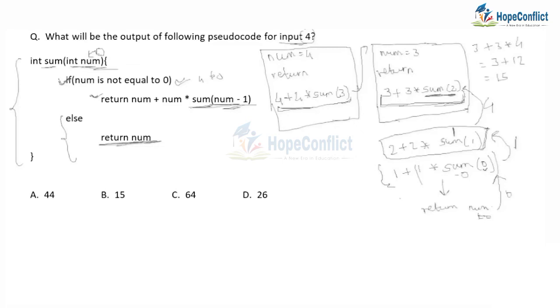We are returning value 15. So this very first function will have to execute this statement now, that is 4 plus 4 multiplied by 15, and this value is 4 plus 60. This is nothing but 64. All right, so this first function will return 64. So this C option is our right answer.